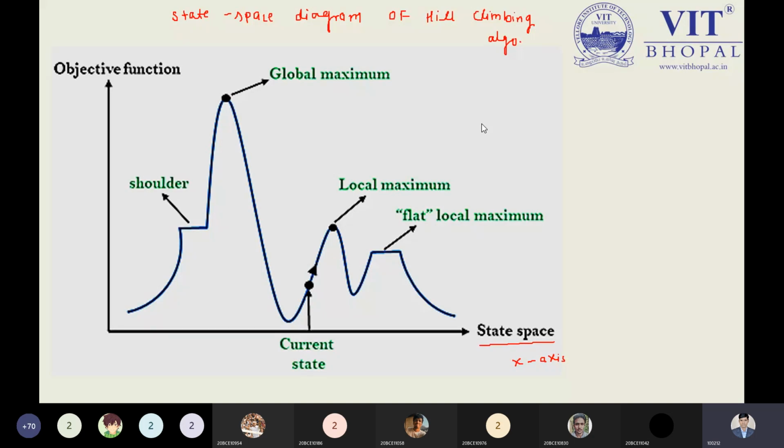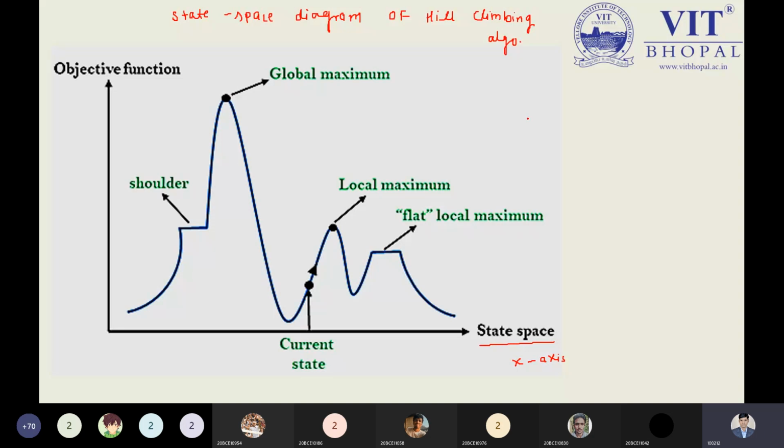And what is the objective function? Objective function means the function that we intend to maximize or minimize. And the y-axis is the value of the objective function corresponding to the particular state. So the best solution will be the state space where the objective function has its maximum value, or global maximum. So this maximum value is known as the global maximum. Okay.